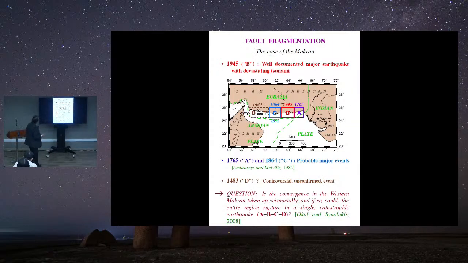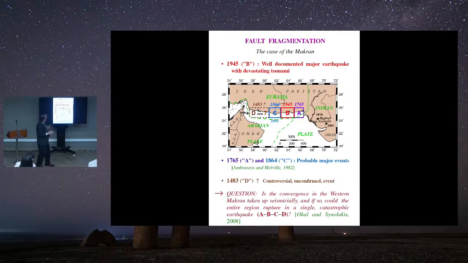And another case of interest, on which I worked, is in the Indian Ocean here between Iran and Pakistan. There was a very definitive, very large earthquake in 1945, for which we were able to do a survey because there were old people who remembered it when I worked there in 2010. And you find in the literature that there was one in 1864 and one in 1765. So you get the feeling that you have blocks A, B, C here. There are some old reports that perhaps in 1483 there was a D block.